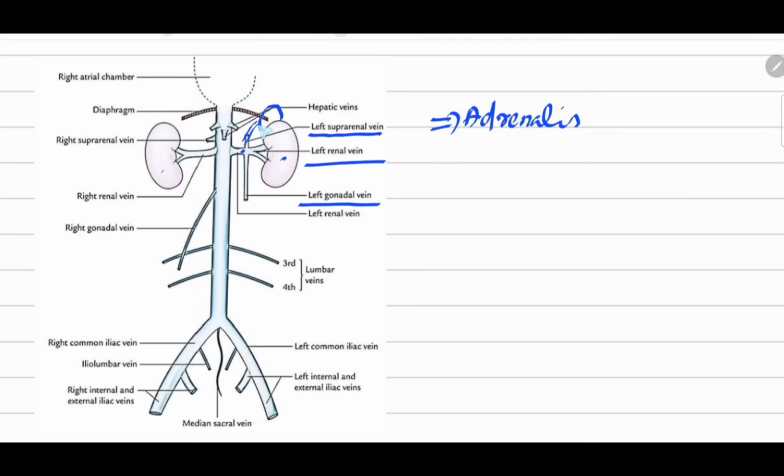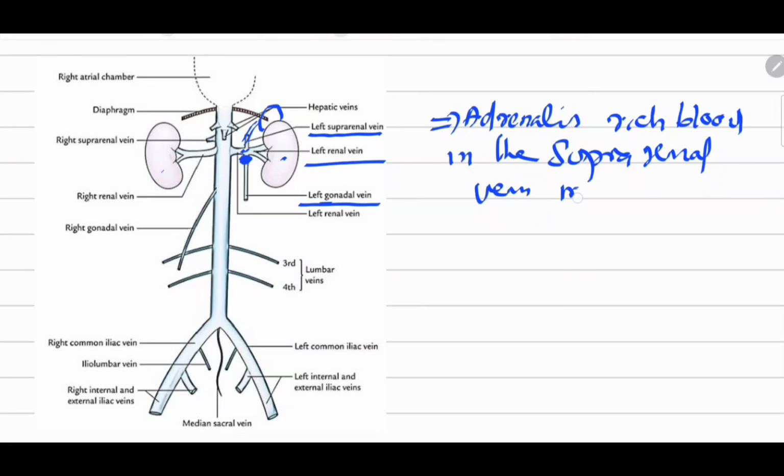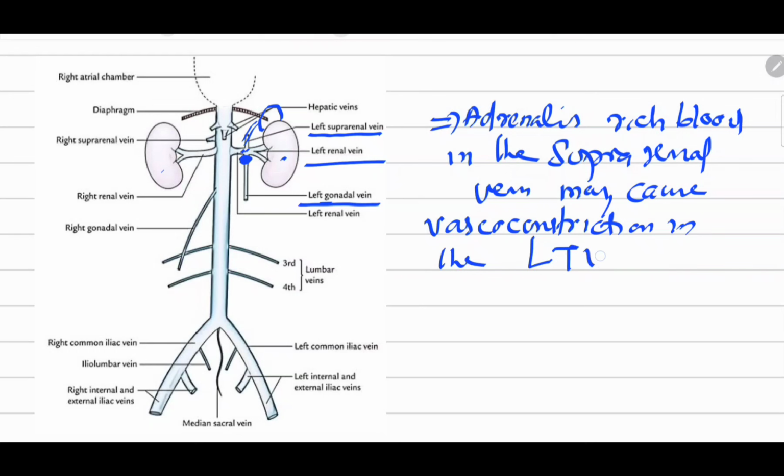When the blood through this left suprarenal vein opens here, the adrenaline present in this blood may cause vasoconstriction of the left renal vein. Adrenaline rich blood in the suprarenal vein may cause, what will happen? Vasoconstriction in the left testicular vein.